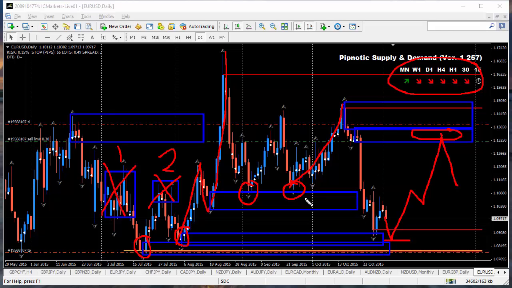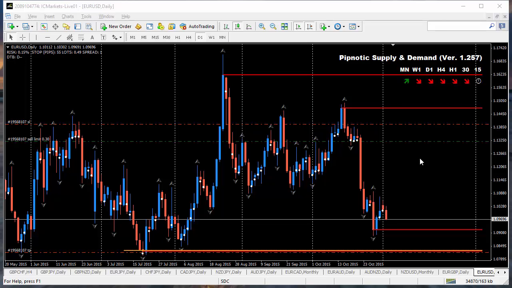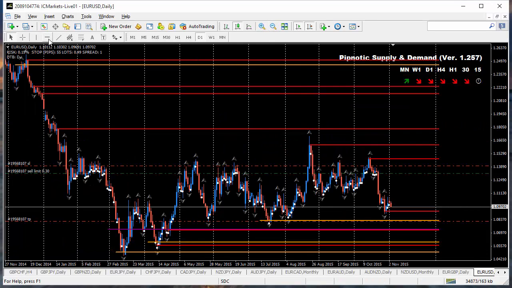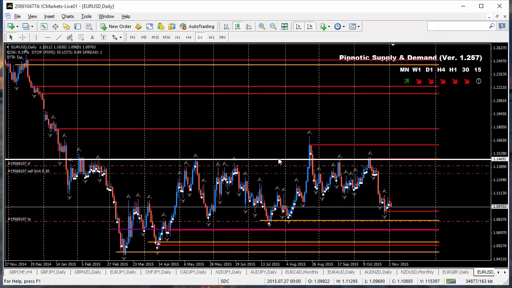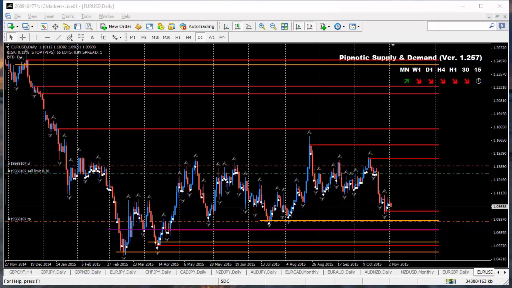Okay, so if that's supply and demand, then what is support and resistance? Well, support and resistance is different in that I'll just draw some lines of support and resistance here. So we have an area of resistance here. That's a bit of a thick, ugly line. I'll just do it with this drawing tool. We have an area here of resistance. Here we have an area of support. Here we have an area of resistance, support, which is respected.